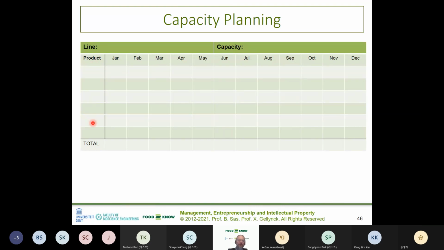Here you see a template that I made, a typical capacity planning or aggregate planning overview. So you have a line. If you have different lines, this is for line A, B, or C, which type of product, and then the amount that needs to be produced for the coming months, and then the total of these products for a specific line gives you also the total capacity. So linked to the aggregate planning, you have also your capacity planning.